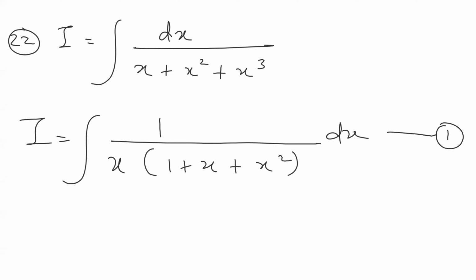This is equation number 1. x is linear. 1 plus x square is quadratic. The degree of the numerator is 0, degree of the denominator is 3. We can apply partial fractions. In this case, I am going to apply partial fractions type 4, that is linear and quadratic. You can copy along with this.